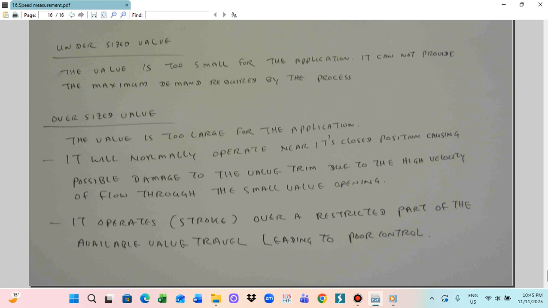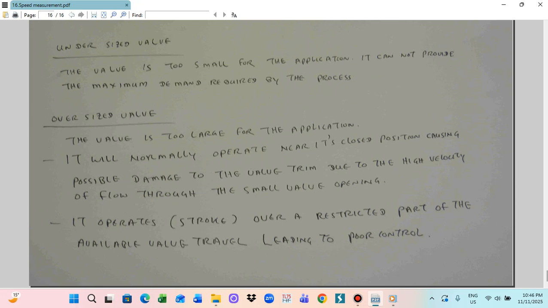An undersized valve is too small for the application. It cannot produce the maximum demand required by the process. An oversized valve is too large for the application. It will normally operate near its closed position, causing possible damage to the valve trim due to the high velocity flow through the small valve opening. It operates over only a small part of the available valve travel, leading to poor control. So these are the possible problems caused by the oversized valve and the undersized valve. This is why, when you are designing the control loop system, the valve should be the appropriate size.